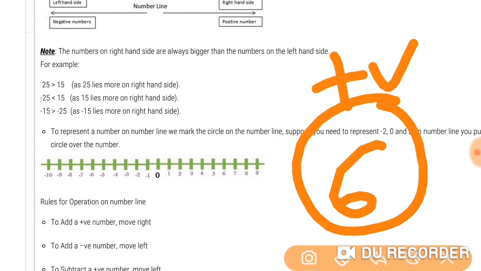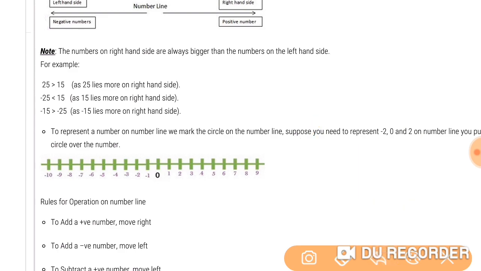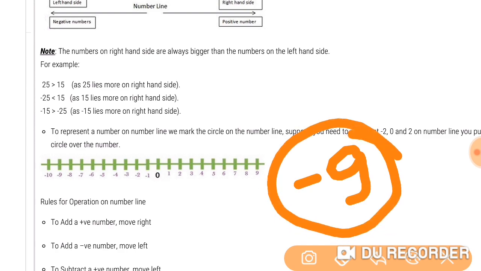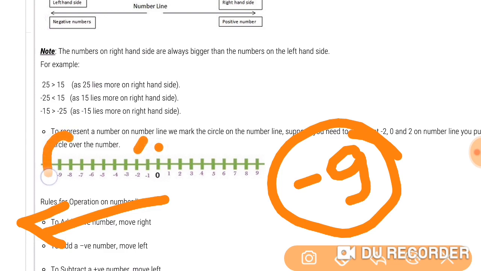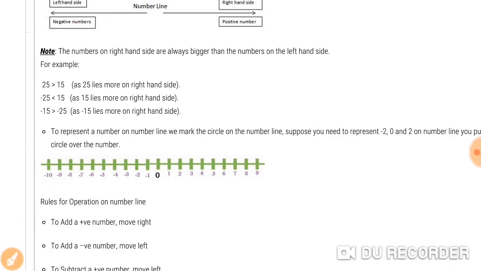Take another example here. Show minus 9 on the number line. It is clearly mentioned as a negative integer, so it is always on the left side of 0. Where it is minus, we count minus 1, minus 2, minus 3 and so on. So here you can circle the minus 9. This is how you can represent numbers or integers on a number line.